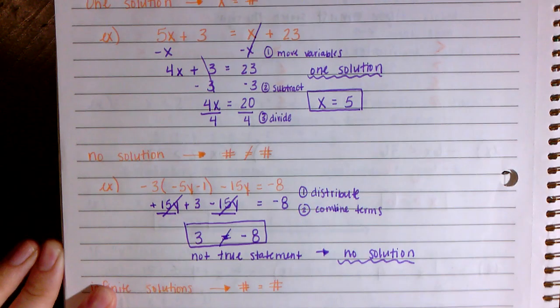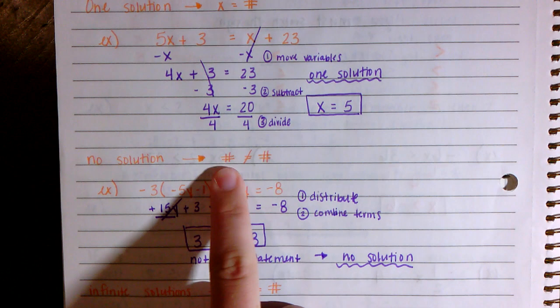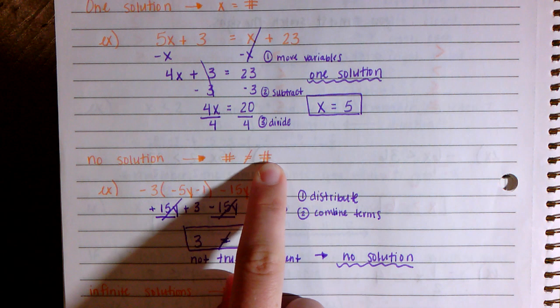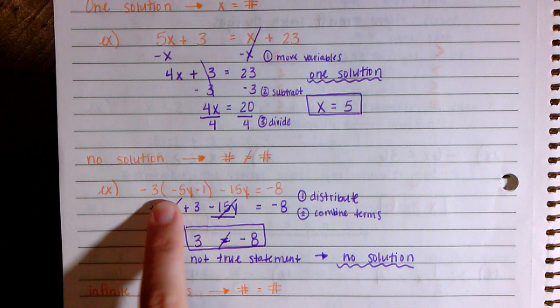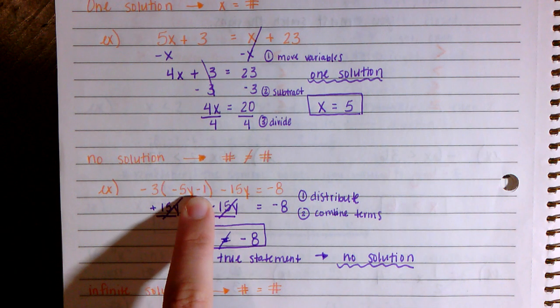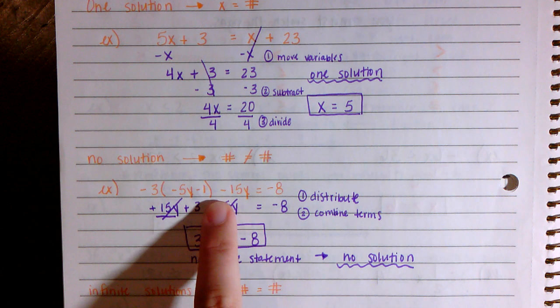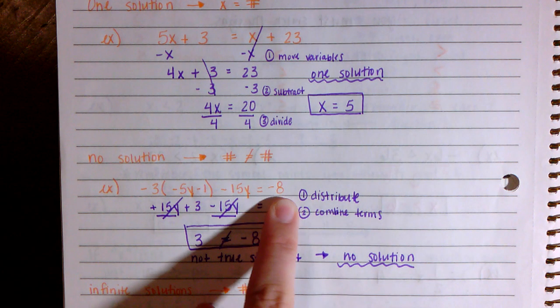Now, an example of no solution would be a number that cannot be equal to a different number. So that's just not true. That's not a true statement. So in this example, -3 times (-5y - 1) minus 15y equals -8.